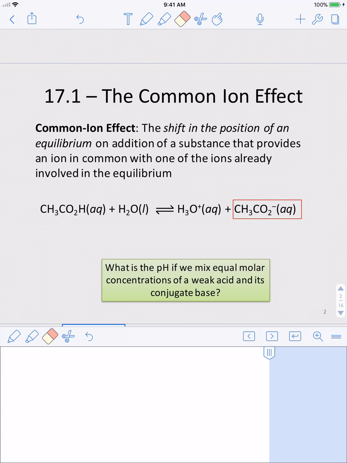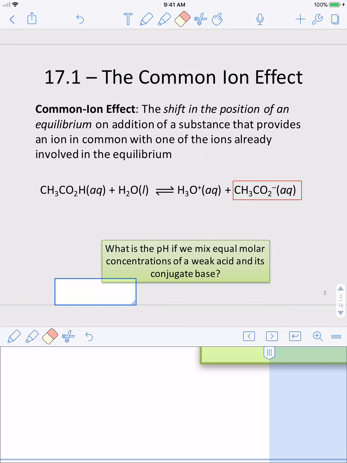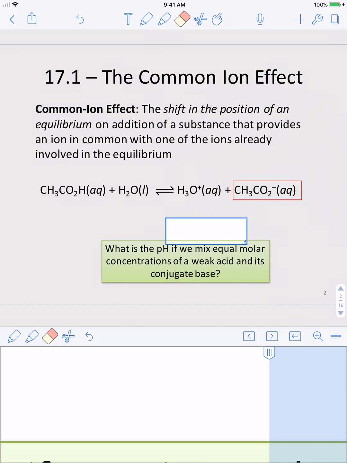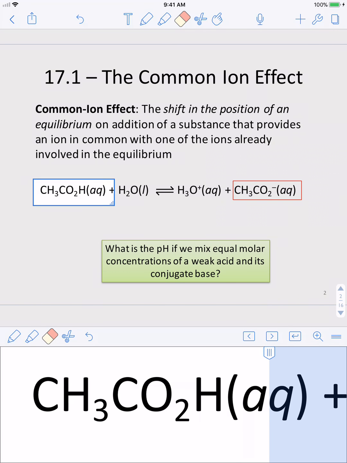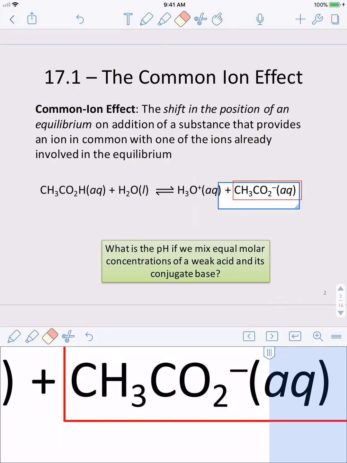So the first thing we want to talk about is called the common ion effect. And we've already sort of talked about the common ion effect in that we showed the sulfuric acid, polyprotic acid equilibria reaction. So we sort of have an introduction to that already. But the common ion just means that if you have a solution that has an ion from another source, so maybe in this reaction we have acetic acid over here. Acetic acid and water produces H3O plus and acetate.